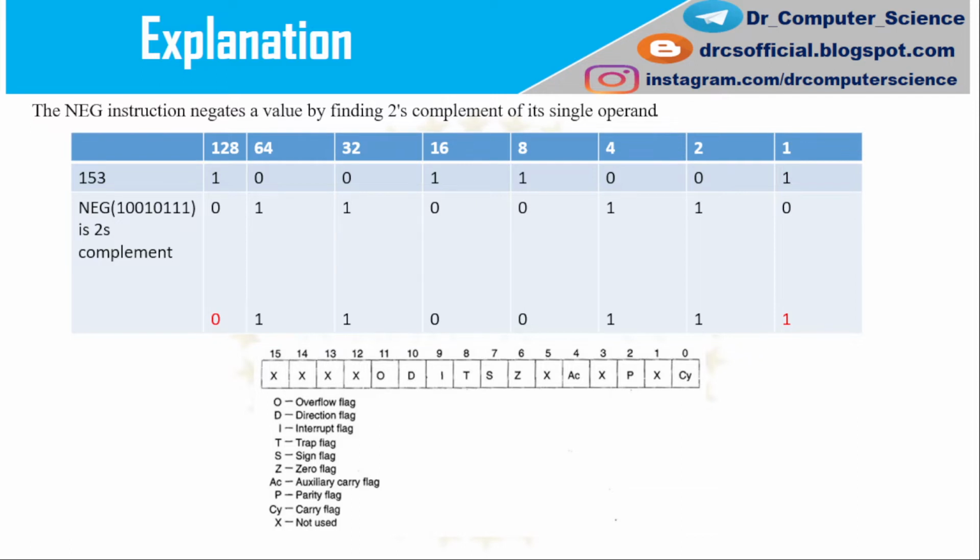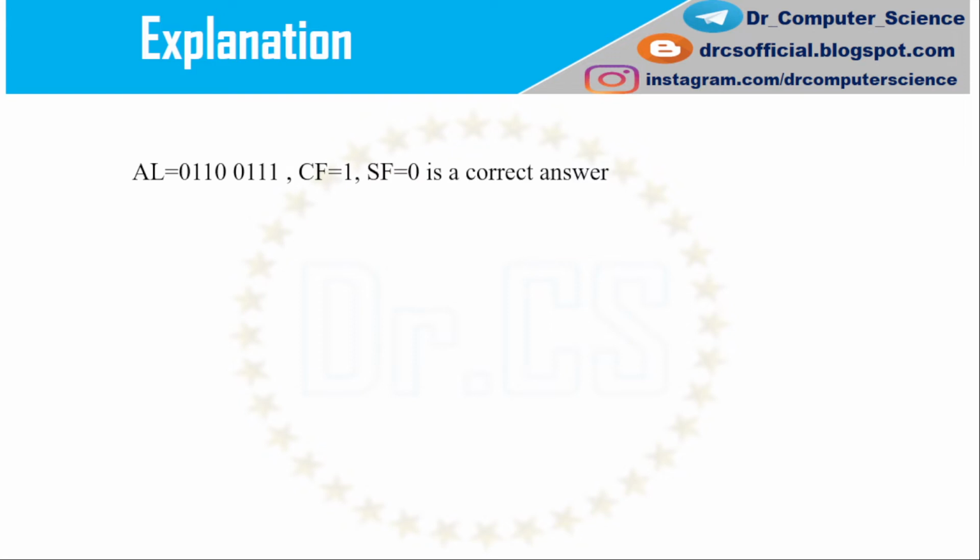In the flags register, the 0th position is the carry flag, and the second position is the parity flag. As this diagram shows, the 7th bit is the sign flag and the 0th position is the carry flag. Here the carry flag is set to 1 and the sign flag is set to 0. So the answer is AL value is 0110 0111, CF carry flag value is 1 and SF flag value is 0. This is the correct answer.